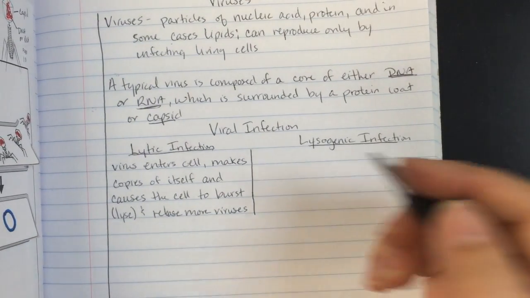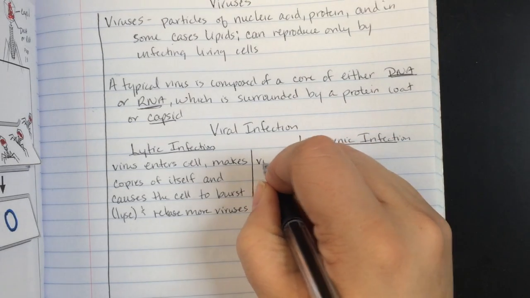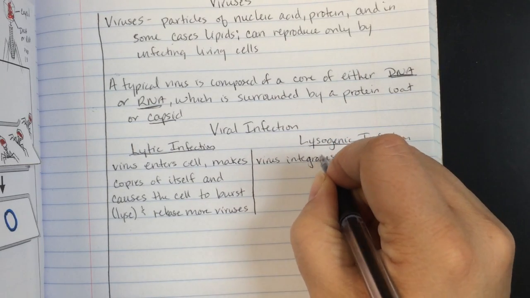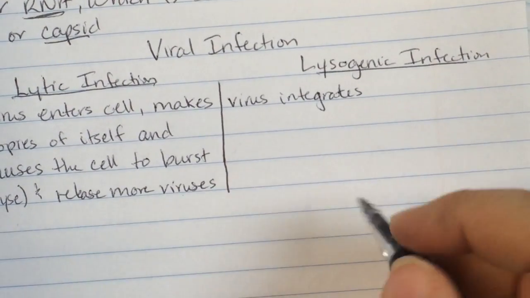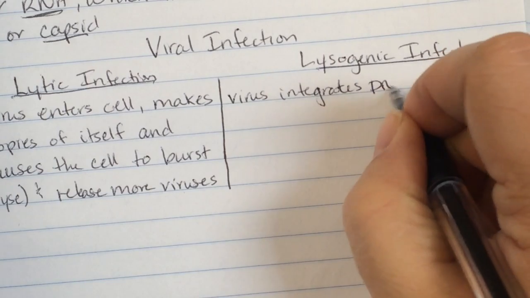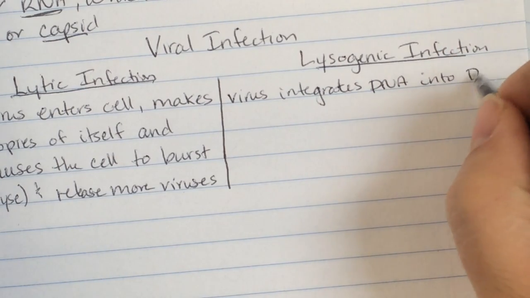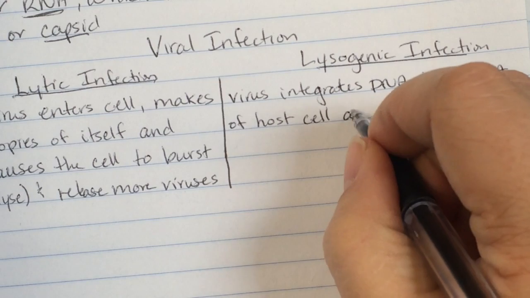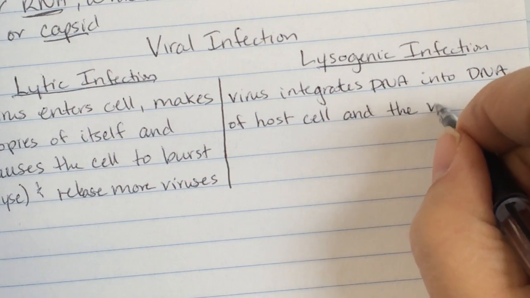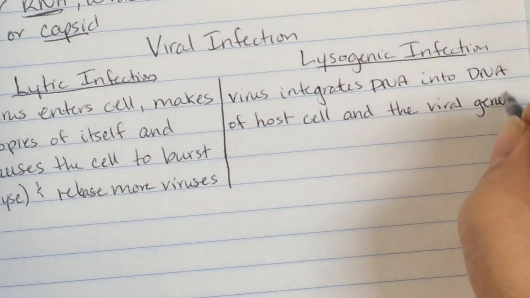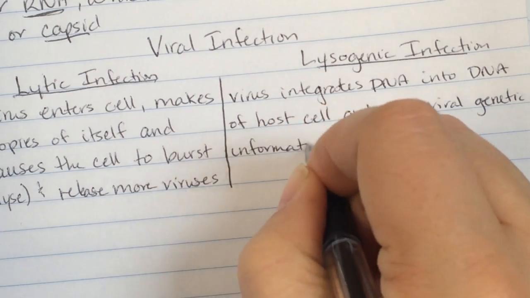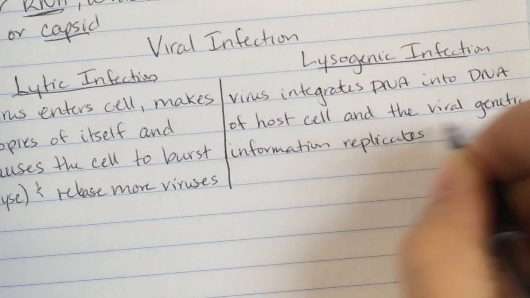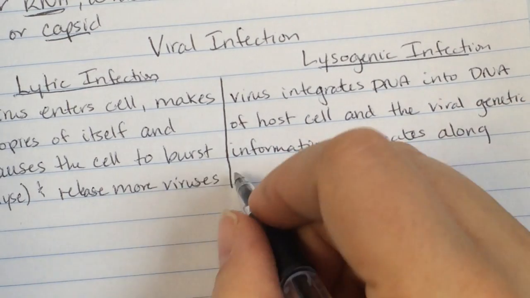The other type of infection is a lysogenic infection. So in this one, the virus integrates DNA into DNA of the host cell, and the viral genetic information replicates along with host DNA.